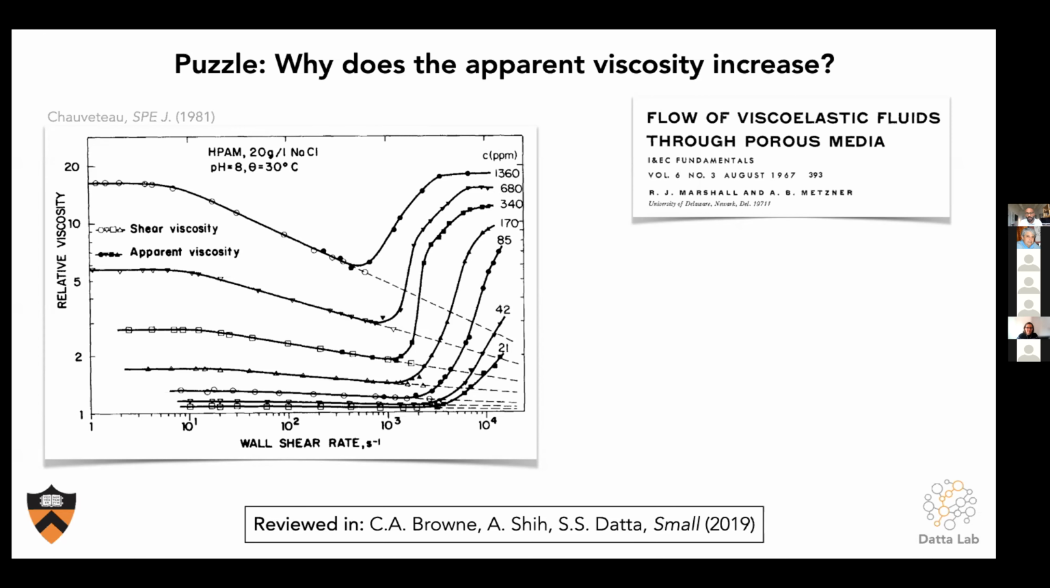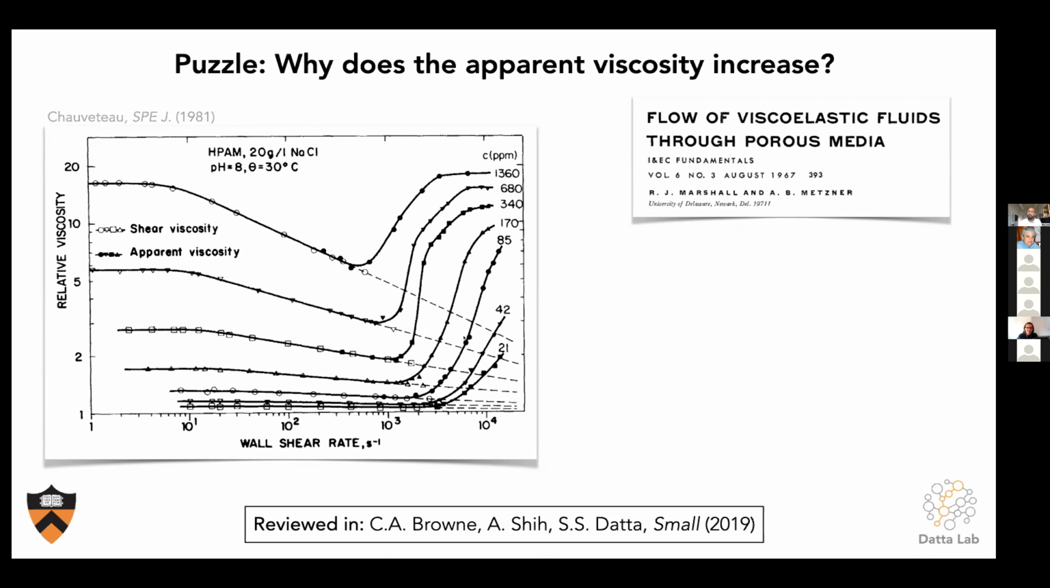The apparent viscosity agrees with the shear viscosity until you get to a critical flow rate or a critical shear rate, at which point the apparent viscosity anomalously increases, right? The macroscopic flow resistance anomalously increases, sometimes very sharply, for a polymer solution only in a porous medium. In a porous medium, the flow resistance goes up, even though these polymer solutions are shear thinning. This is the puzzle, right? And the question is why?